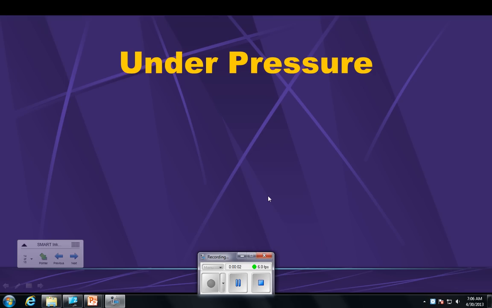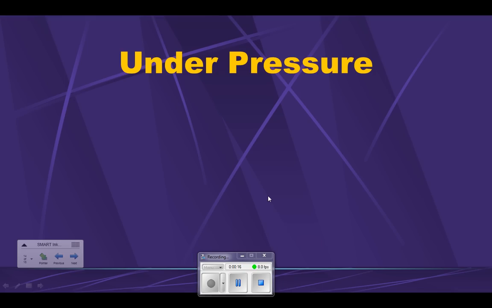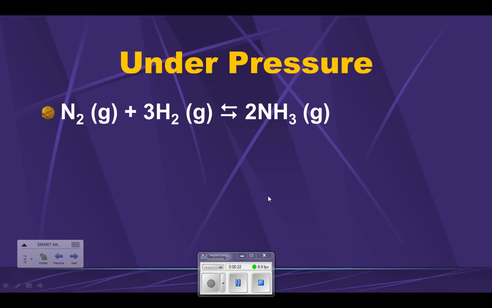In this part of the video, we're going to continue to look at the Haber process for making ammonia. In the first part, we looked at how increasing the amount of nitrogen and hydrogen will help to make more ammonia, and also decreasing the amount of ammonia by removing it from the container will help to make more ammonia. Now let's look at what effect increasing the pressure will have.